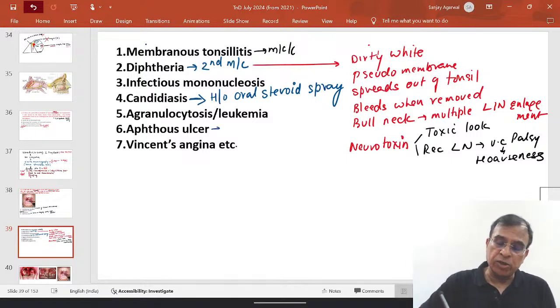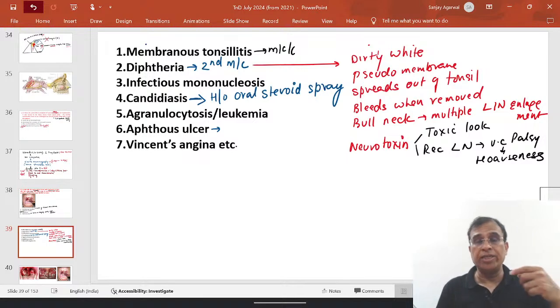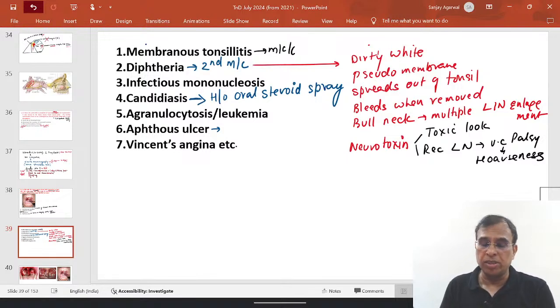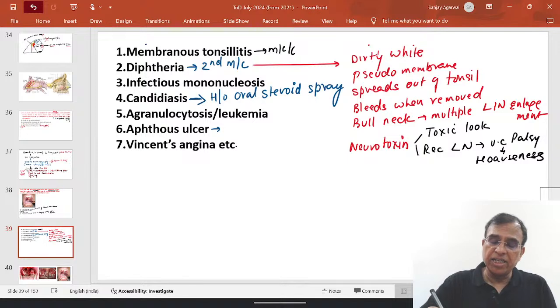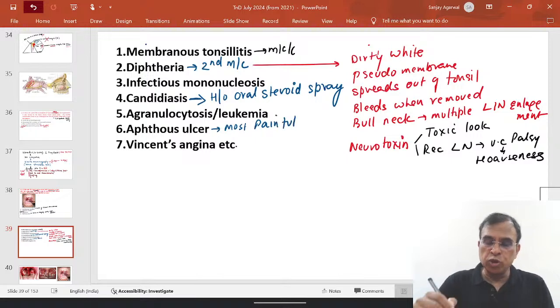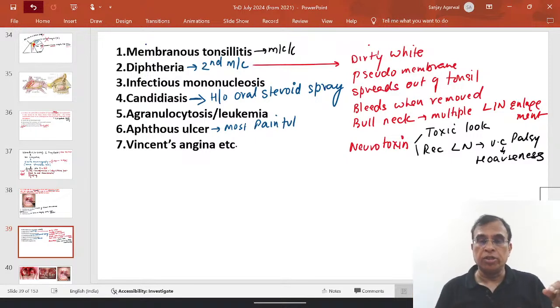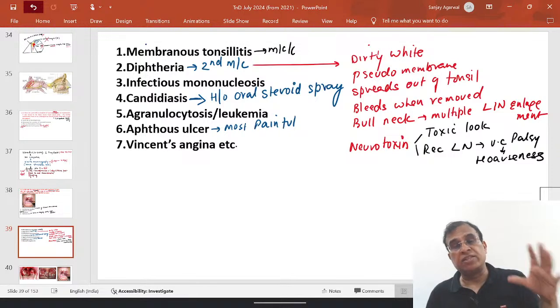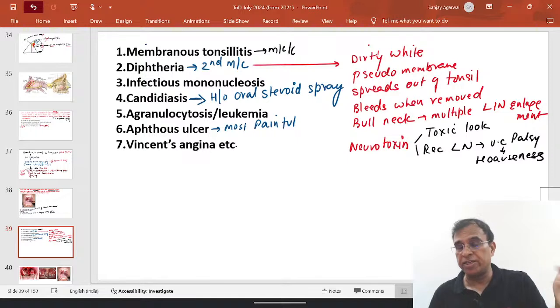Aphthous ulcer, I told you the location is usually tongue or soft palate or uvula, but not in the tonsil like this, and it is the most painful of the lot. The most painful condition causing membrane in the throat is aphthous ulcer. Although this one also has pain, severe pain is written in the question, aphthous ulcer causes the most amount of pain.